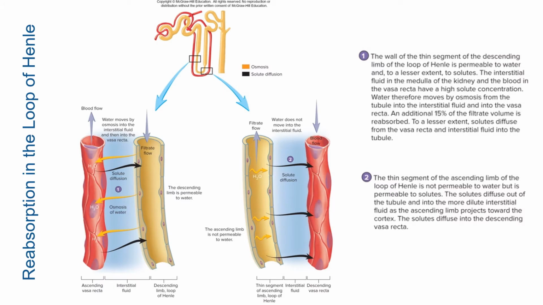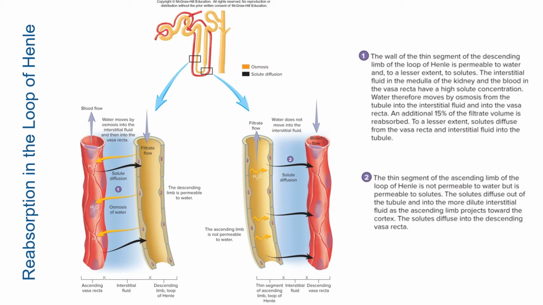Here, this is the reabsorption in the loop of Henle. As you see here, we have the ascending vasa recta. You also have the interstitial fluid, and of course the descending limb of the loop of Henle. In here, you will see different arrows pertaining to the flow of the blood: orange arrows for osmosis, black arrows for solute diffusion.